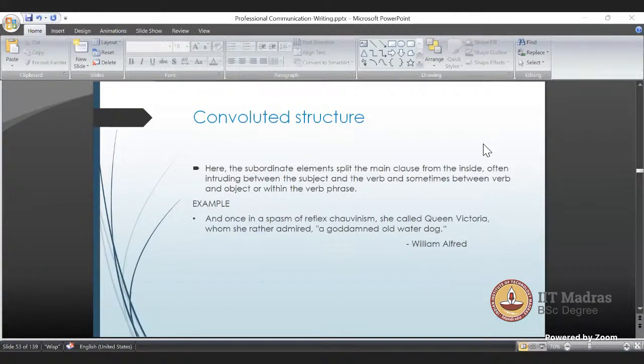The split is happening in the predicate of this sentence, right? So "she" and "called," the subject and verb, are together here, but the split happens after that. After the verb. So between the verb and the object is where you see the split mostly. "She called Queen Victoria a goddamned old water dog" is the original sentence, and in between the verb and the object part, the predicative part, you see a split. Even "once in a spasm of reflex chauvinism" is also a subordinate element, but it is not part of the convoluted structure because it's not causing any split anywhere else.